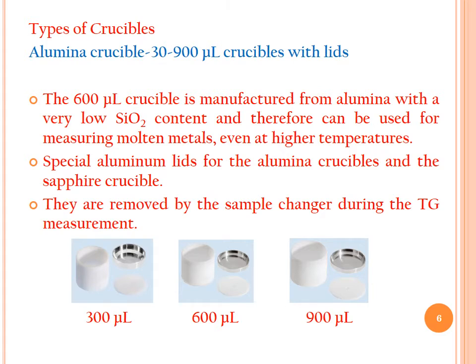Alumina crucible, 330 to 900 microliters. The 600 microliter crucible is manufactured from alumina with a very low silicon dioxide content and therefore can be used for measuring molten metals even at high temperatures. Special aluminium lids are available for the alumina crucibles and the sapphire crucibles, because these types of crucible are also used with lids for sample analysis by TGA and DSC. They are removed by the sample changer during the TG measurements.